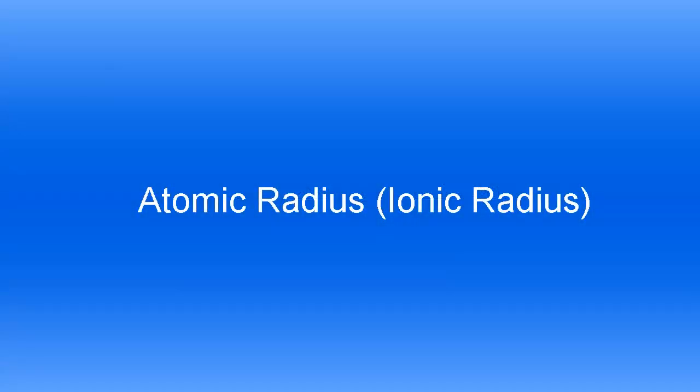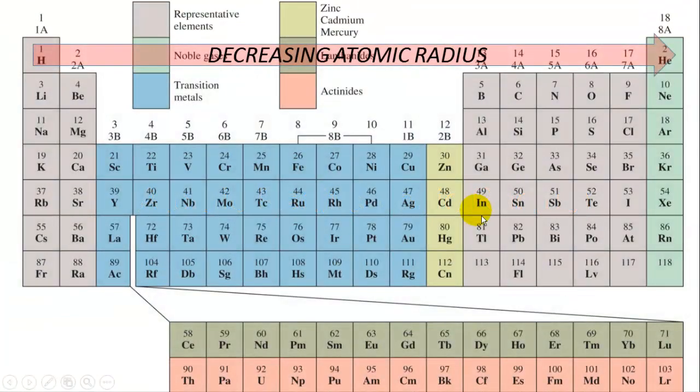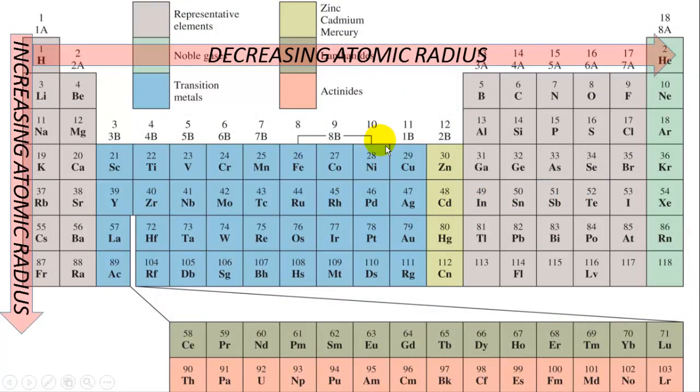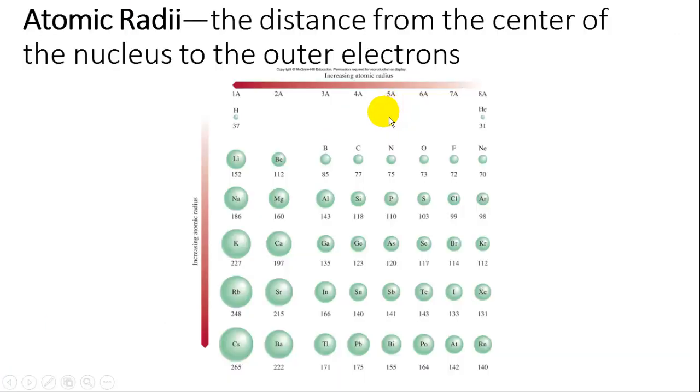Second trend that we want to look at is the atomic radius. The atomic radius decreases across a period from left to right, and it increases down a group from up to down. So the definition of the atomic radius, or the radii, is the distance of the center of the nucleus to the outer electrons. It's akin to drawing a circle, and the radius of that circle would be your atomic radius. Now, if you look at the trend here, the atomic radius increases from right to left, or in other words, decreases from left to right.